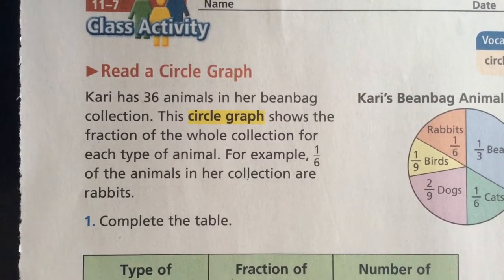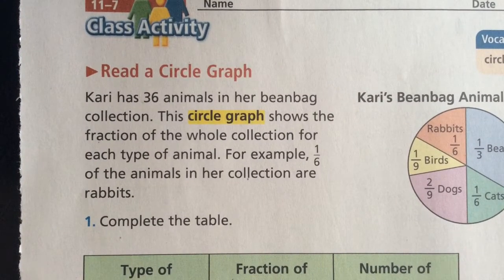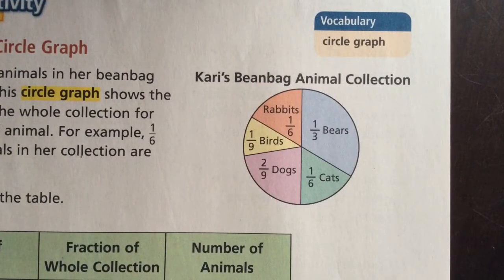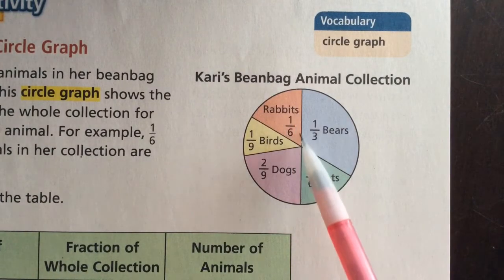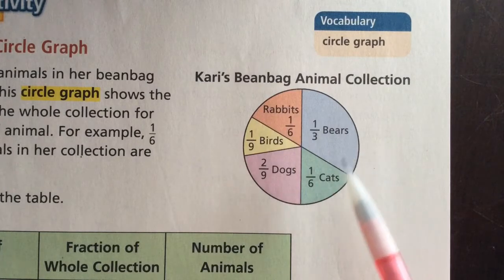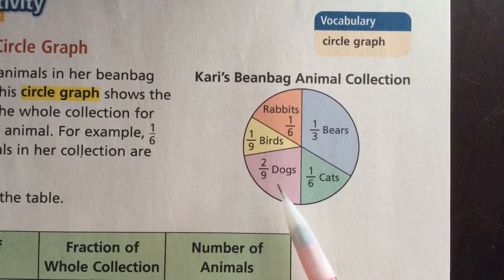It says Carrie had 36 animals in her beanbag collection. The circle graph shows you the fraction of the whole collection for each type of animal. For example, 1/6 of the animals in her collection are rabbits. So if you take a look at the picture, or the circle graph, it says that 1/6 is rabbits here, 1/3 is bears, 1/6 is cats, 2/9 is dogs, and 1/9 are birds. Those are her beanbag animals.